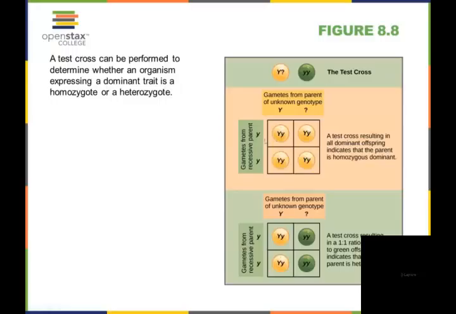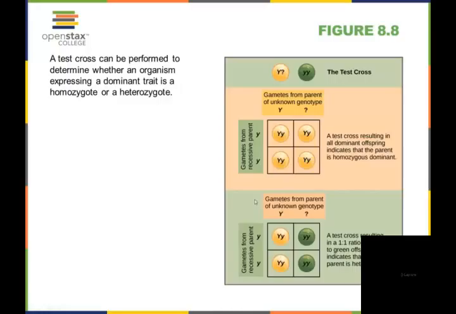So what you see here is the small y goes here, the big Y goes here. Small y goes here, big Y goes here. Over here, you're going to bring the big Y down, the small y down. Same thing here. So this test cross, if you had all of the offspring being yellow, it would say that the parent is homozygous dominant, meaning this parent was homozygous two big Ys, which are the dominant trait.